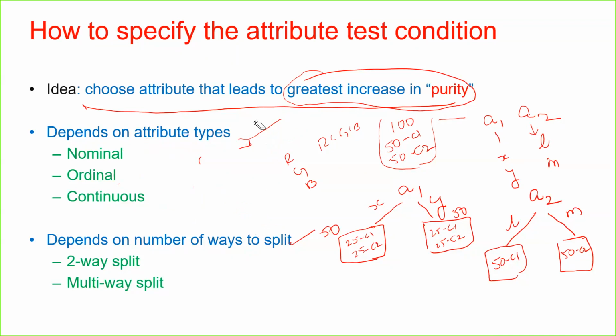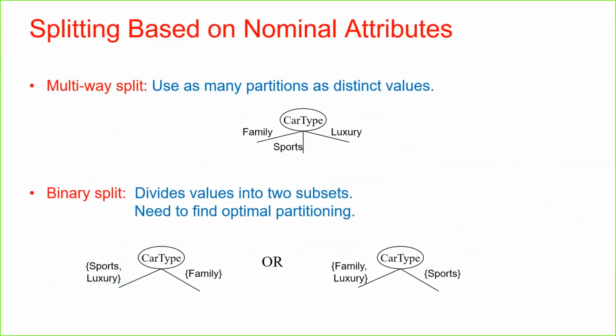And this also depends on the number of ways to split. The possibilities are two-way split and multi-way split. We'll see with an example, and you will understand it. So this is a multi-way split. Let's say the attribute is car type and it is taking three values: family car, sports car or luxury car. If you define one edge for each possible value, we call it a multi-way split. There are three values, and for each one of the values, we have one edge defined here. This is a multi-way split.